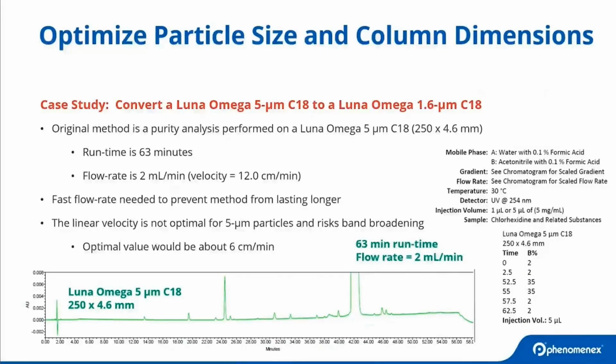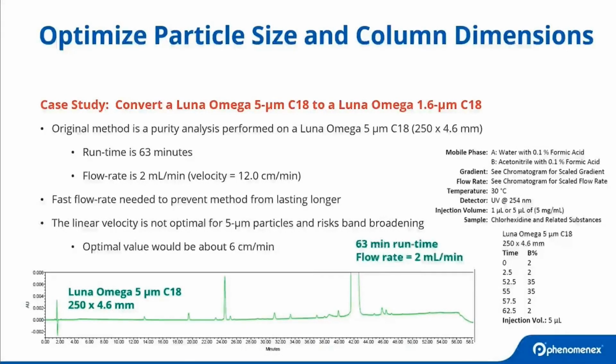4.6 millimeter column packed with 5 micron particles. The flow rate is aggressive, admittedly, for this method, but had we used a more ideal flow rate for this column, we perhaps would be looking at a 90-minute or perhaps even a 2-hour method. So 2 milliliters a minute generate, for a 63-minute method here.